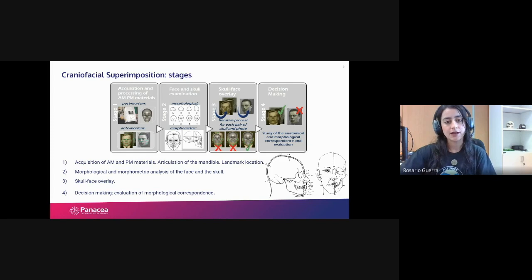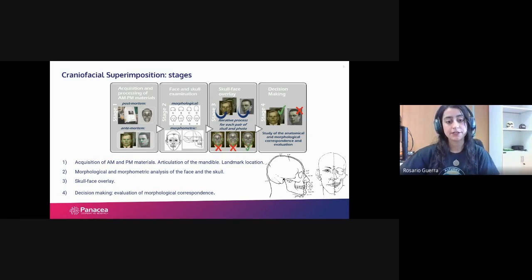Then there would be a second stage in which we could be doing a morphological and morphometric analysis of the faces and the skulls that we are going to compare. But we have found a tool, or developed a tool, a ranking tool, that allows us to practically skip this step as the ranking is done by an algorithm. So next we could jump to the third stage, which would be the skull face overlay.